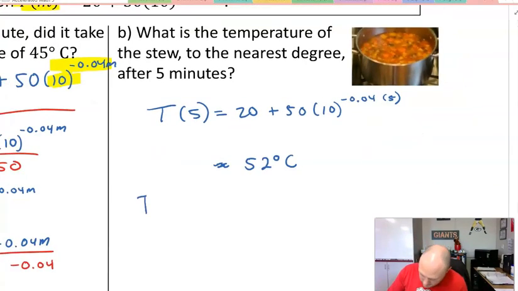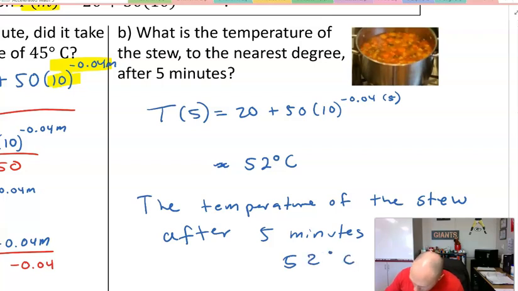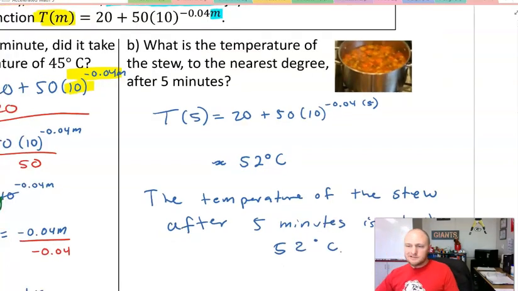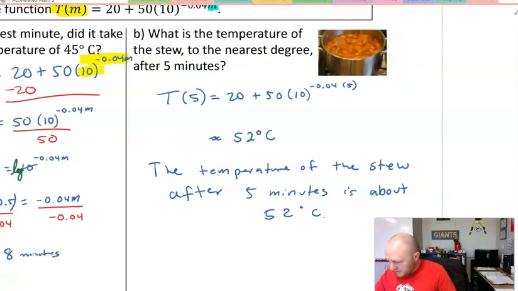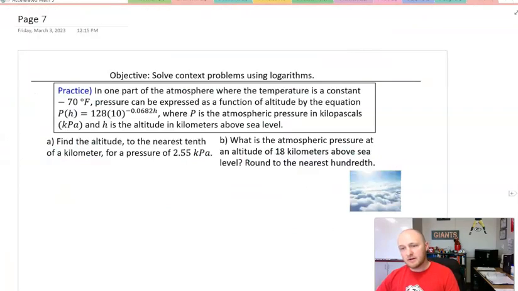Okay. The temperature of the stew after 5 minutes is about 52 degrees Celsius. Not too bad, not too complicated. And with that one, they always give you a solving one and then an evaluation one. Solve and then evaluate. Solve and then evaluate.